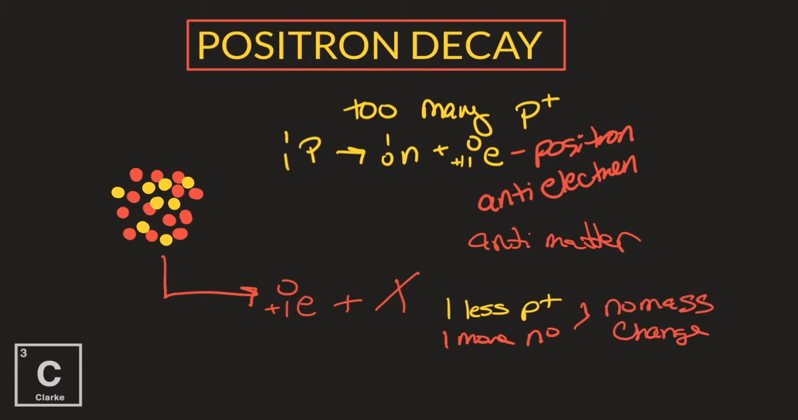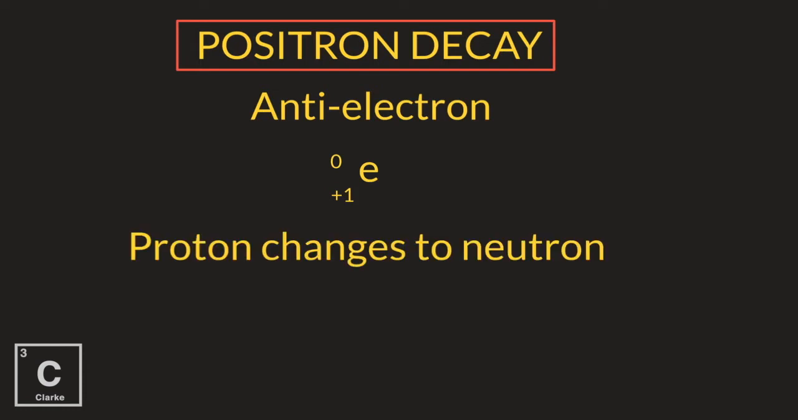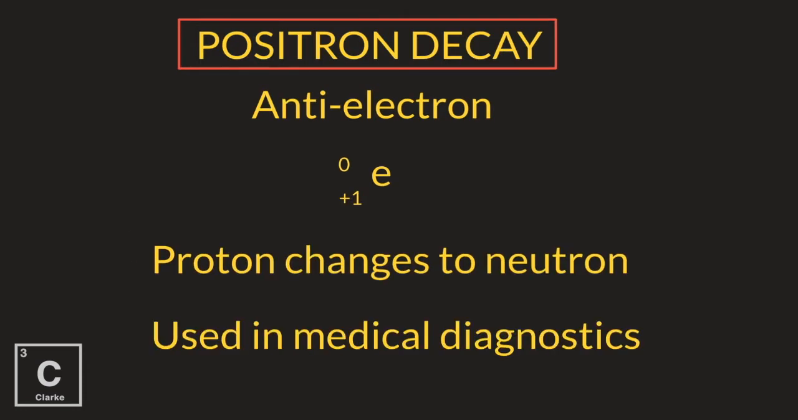Now, I know I've talked a lot, so let's make sure we've got all that information. A positron, we call it an anti-electron. Here is its symbol again. This occurs when a proton changes into a neutron. Positrons are used a lot in medical diagnostics. Have you ever heard of a PET scan? Not a CAT scan, but a PET scan. That P is positron. So PET, P-E-T: P stands for positron, E stands for emission, T stands for tomography.